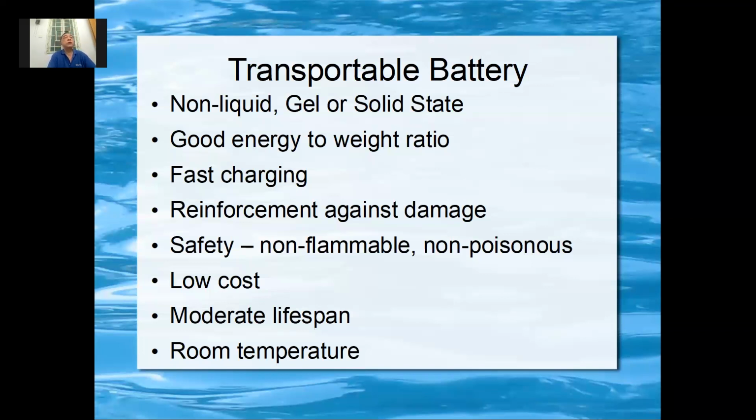But some use lithium ion. Some use lithium titanate, which is safer. And the most important thing is it must not contain poisonous chemical. You don't want the battery to leak, and then you give out poisonous chemical, and then you die inside your own car. So these are very important.